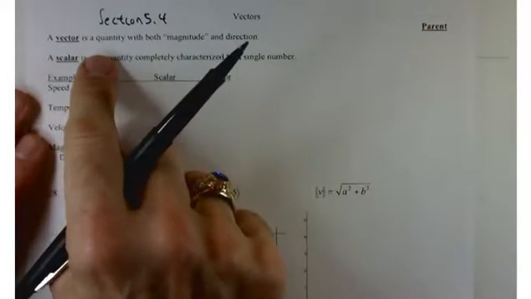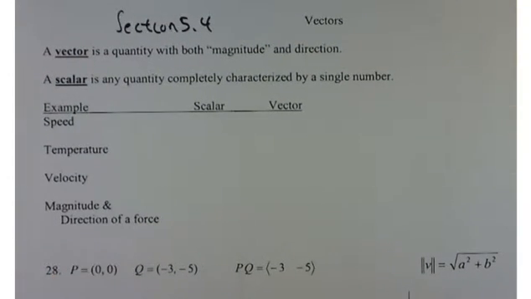We're going to work with vectors. Vectors in this class are going to be defined as something with magnitude and direction. Let's look at a few examples of different concepts that maybe you've encountered in a physics class or maybe in a math class. A scalar is something that's just represented by a single number.